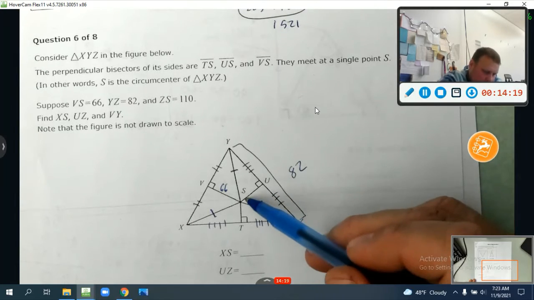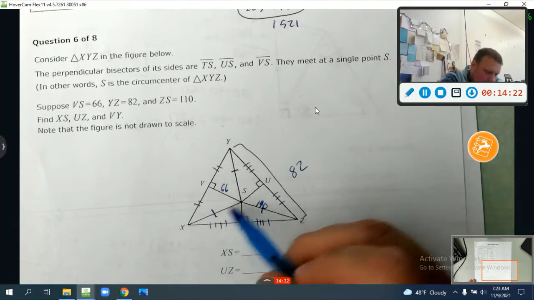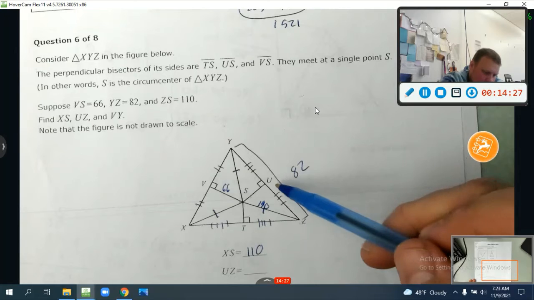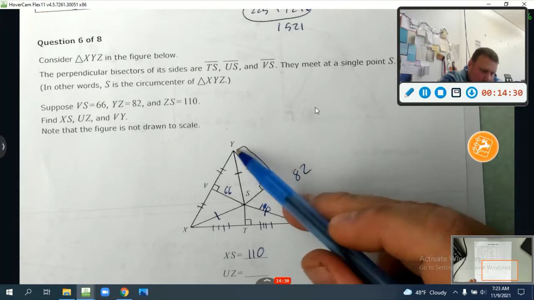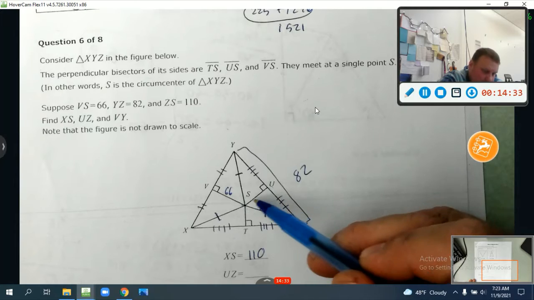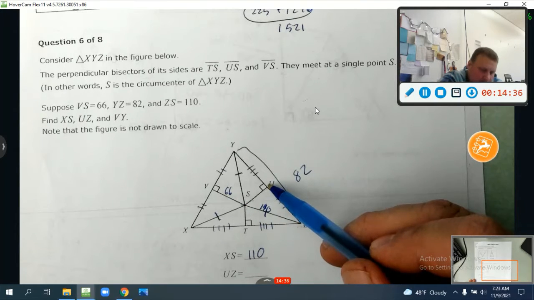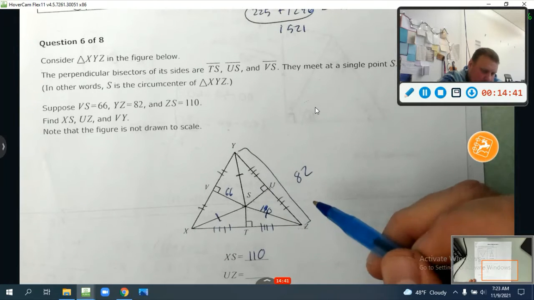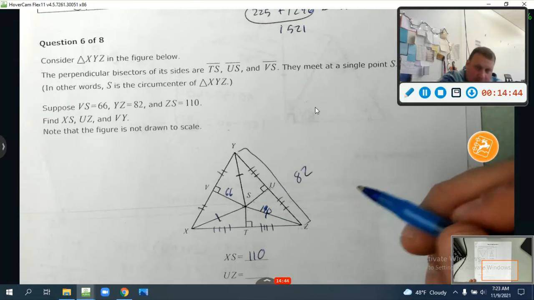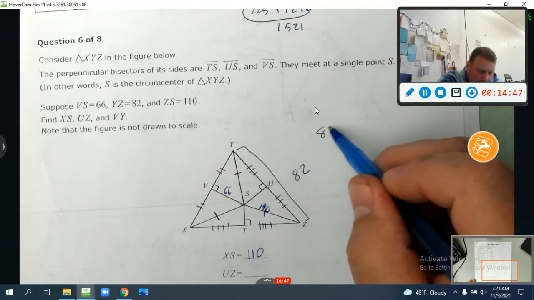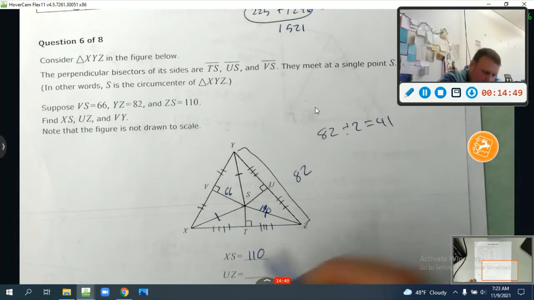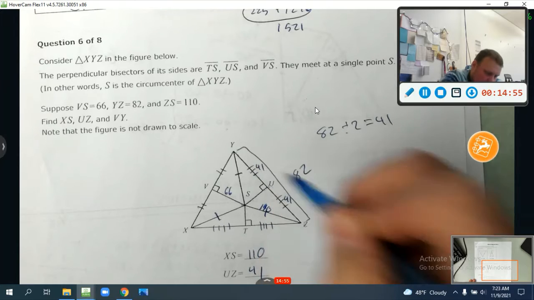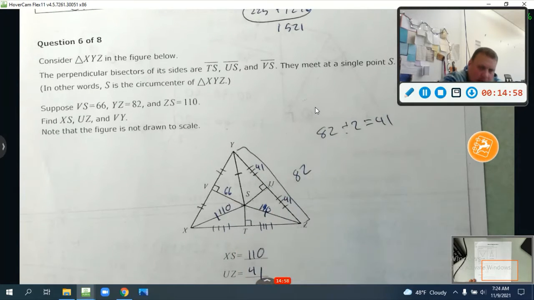Okay, first of all, if I know that ZS is 110, guess what? XS is the same measurement. So XS is 110. That was easy. Let's look at UZ. Well, if I know this entire length is 82, and if this is a perpendicular bisector, the definition of a bisector is it cuts these two lines in half, correct? Which means these sides equal each other, so I've marked them up like this. 3 lines equals 3 lines, right? They're congruent, which means let's take 82 and divide it by 2, which is 41. So UZ is 41. Because this side would be 41, and so would this side be 41. And I could label that 110 after we did it.